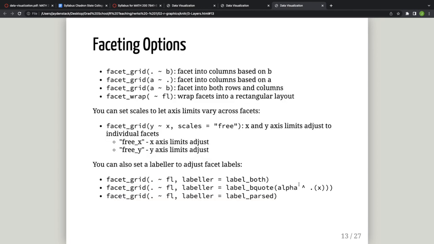Okay, so the different faceting options that we have are facet grid, which is going to facet into columns based on B, just taking a look at this first one. Facet grid with A is going to facet columns based on A. Facet grid of A and B is going to facet both rows and columns. And then facet wrap wraps the facets into a rectangular layout. We saw that a little bit earlier. You can also set scales to let axis limits vary across facets, so you can set X and Y axis limits to adjust to individual facets.